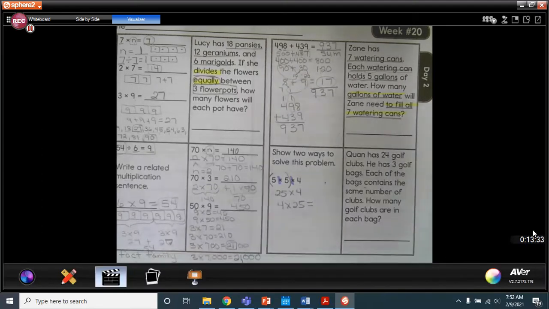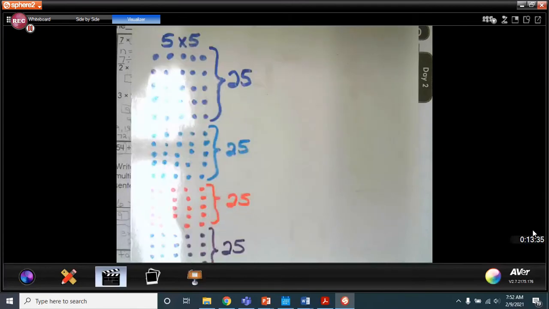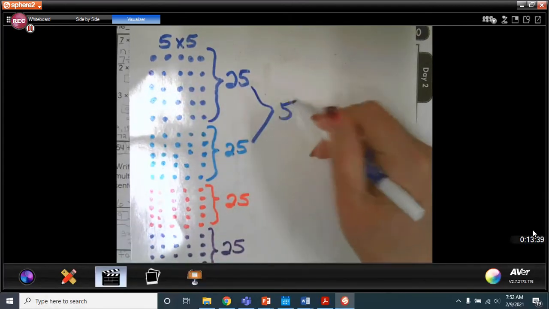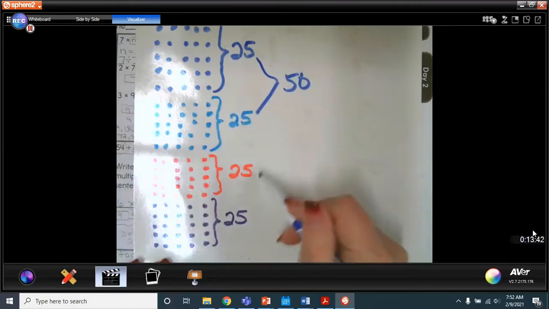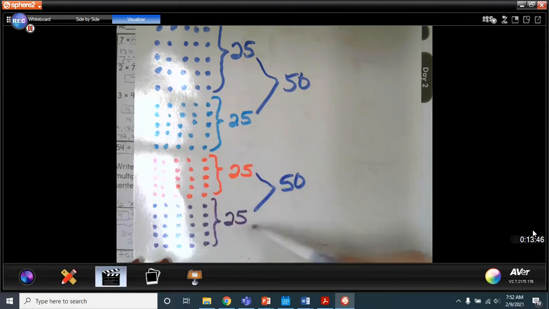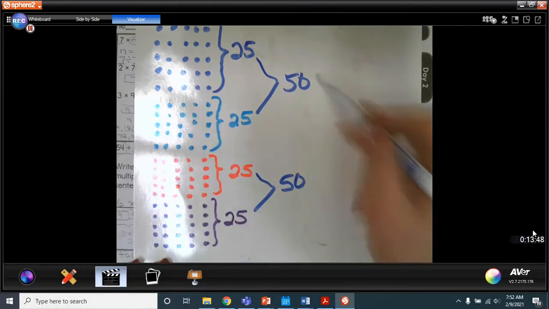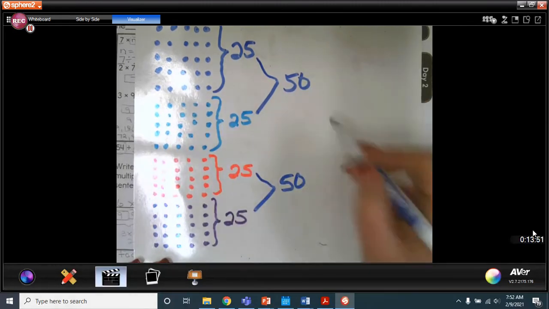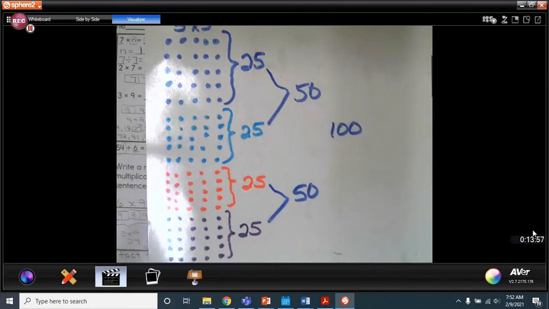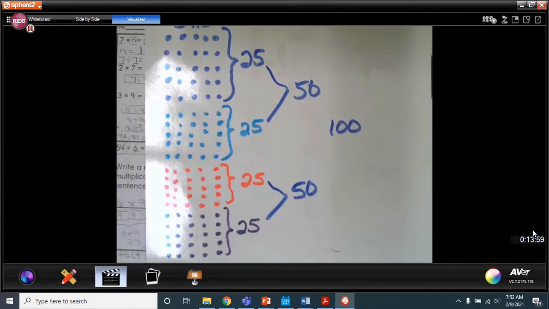So I'm going to bring my model back over here. 25 and 25 is 50. And this 25 and 25 is also going to be 50, because I'm thinking of money. A quarter and a quarter is 25 and 25. Well, if I take this 50 and this 50 together, they make 100. And if I were to count all of these little dots in my arrays, these would all count up to 100.